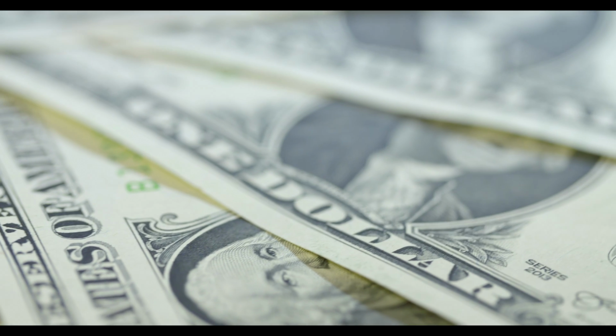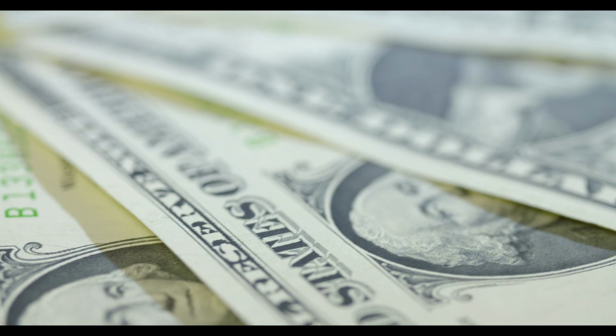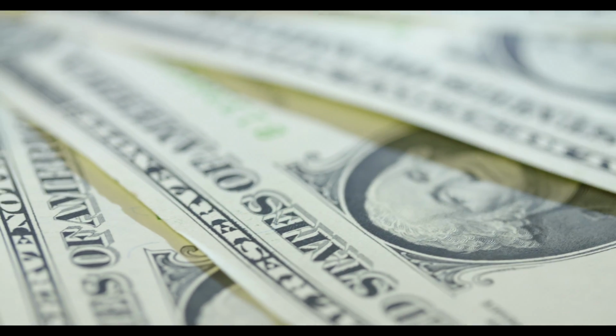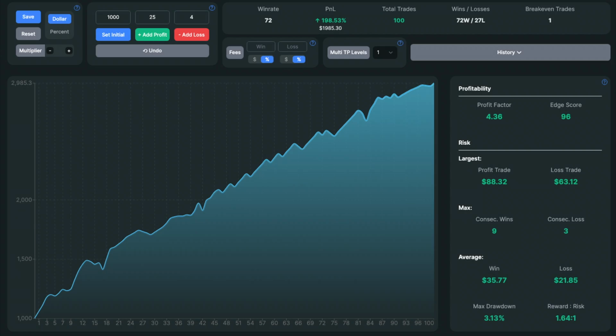198.5%, which with our initial account size of $1,000 meant we made 1,985 USD over the 100 trades. Next, you can see our largest profitable trade made us over $88 and our largest loss was slightly more than $63. We also had an outstanding 9 consecutive wins against only 3 consecutive losses, which is insane.